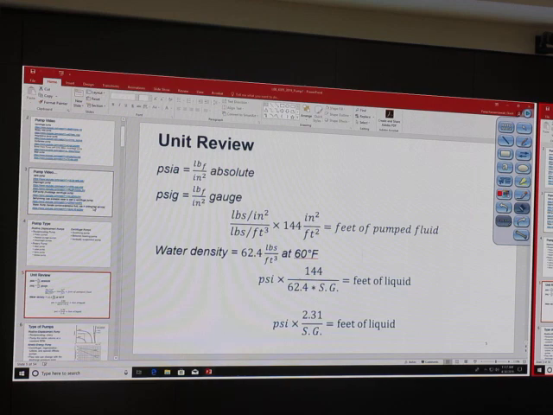By the way, PSIA is pound force. Is it pound force or pound mass? Pound force, right? Don't miss that. It's not pound mass per square inch. PSIA is pound force, not pound mass. Don't put pound mass for me.